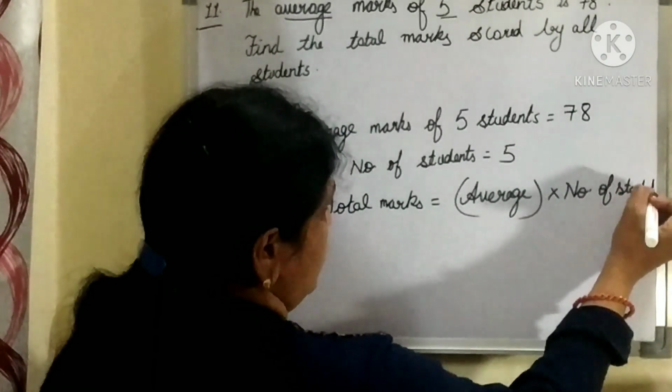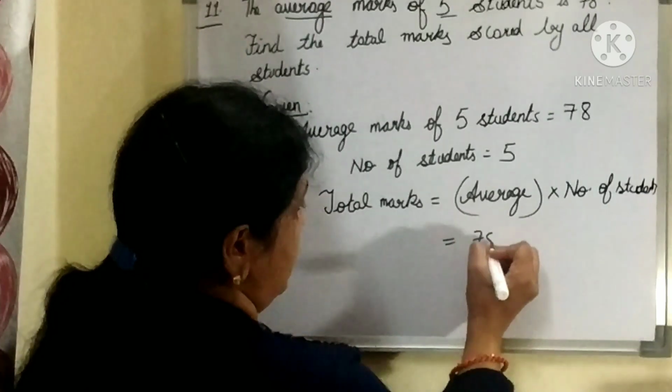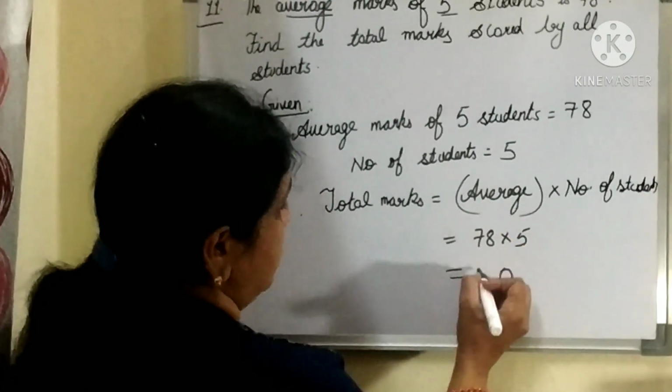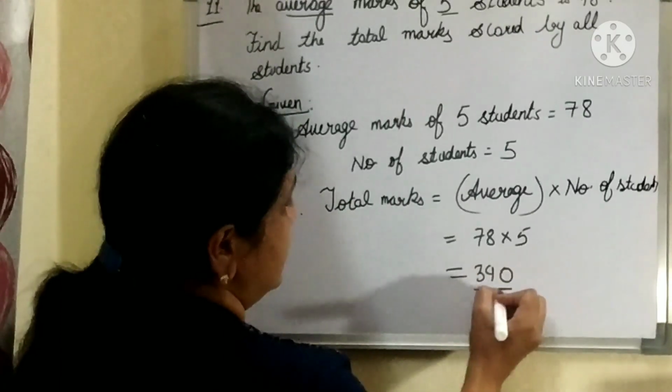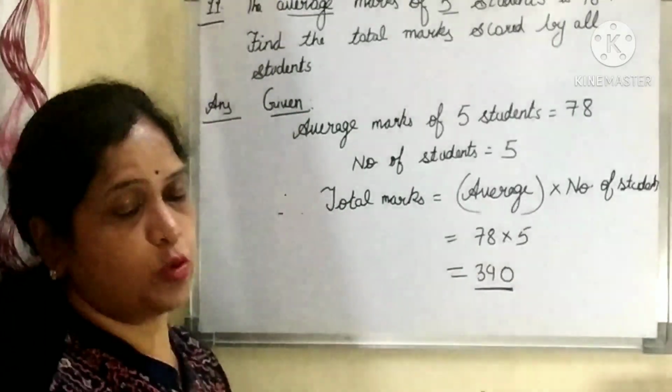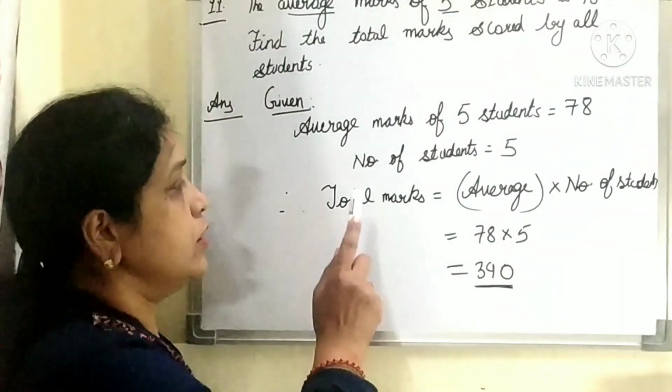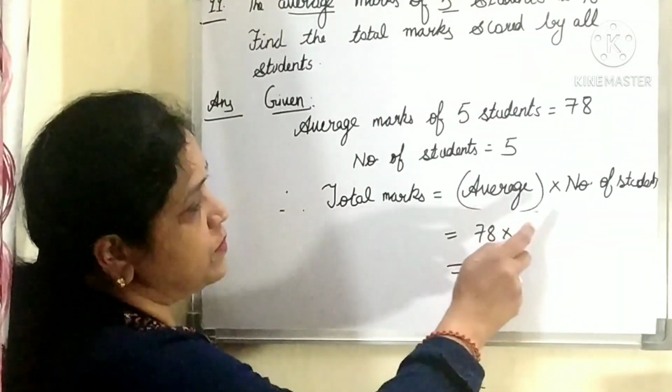Okay. So it will be 78 multiplied by 5. So 5 8s are 40, 5 7s are 35. The answer is 390. In this way we are going to solve question number 11. Average is given, number of students we know. So total marks will be equal to average multiplied by number of students, and it came out to be 390.